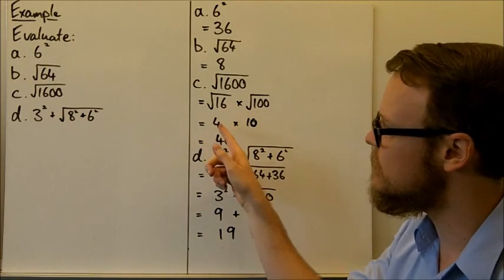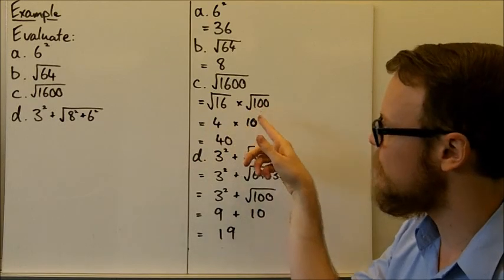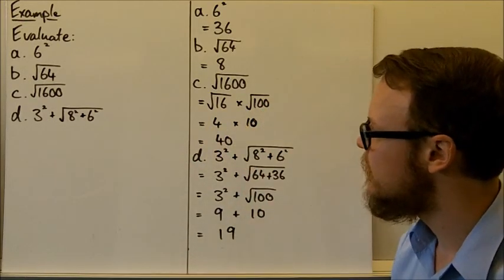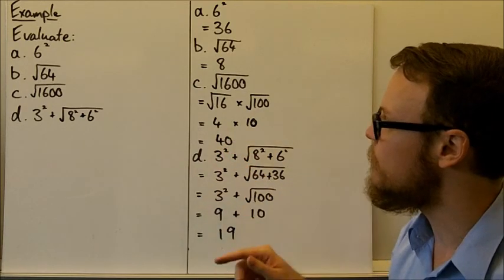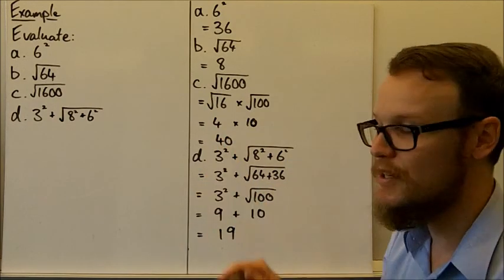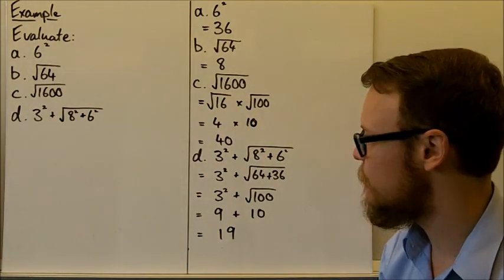So the square root of 16 is 4, because 4 times 4 is 16, and the square root of 100 is 10, because 10 times 10 is 100. So multiplying those together, we get 40. So the square root of 1,600 is 40. That means 40 times 40 is 1,600.